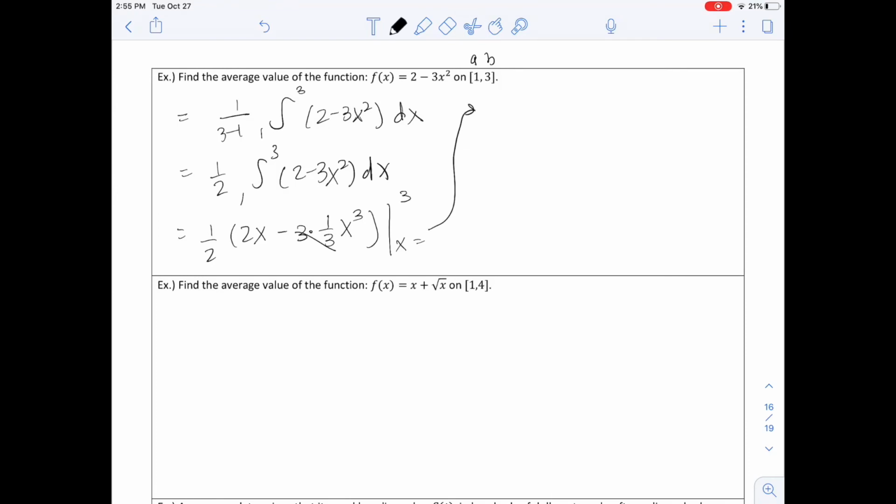So from here, we are going to substitute in 3, and we have 1/2 times 2 times 3 is 6, minus 3 to the third, which is going to be 27, minus 1/2, and then evaluating this at 1. And so we have 2 minus, evaluating that at 1 is just 1. Simplifying this and working this all out, we arrive at an average value of negative 11.